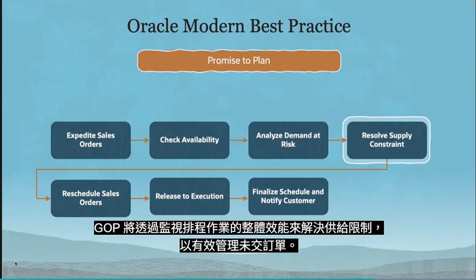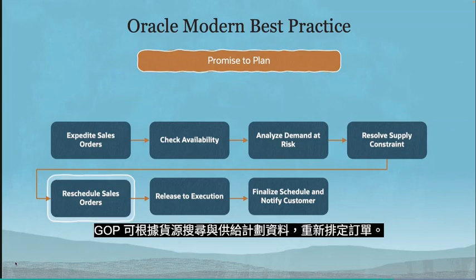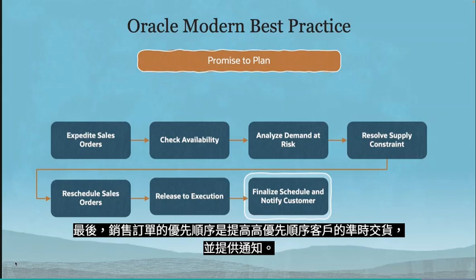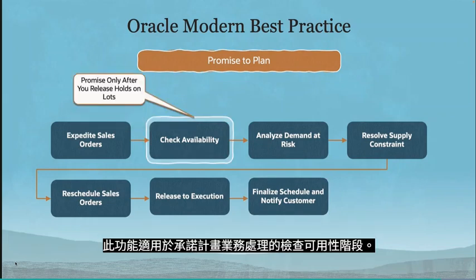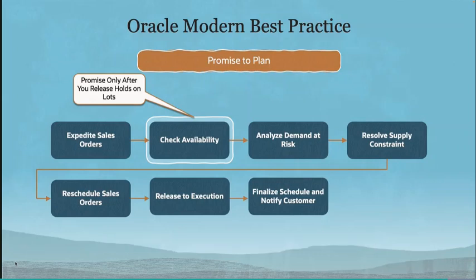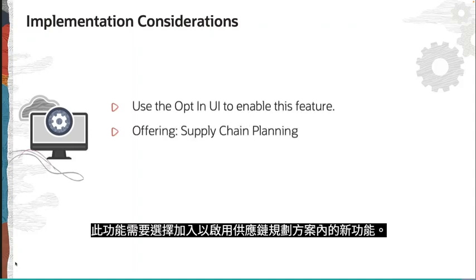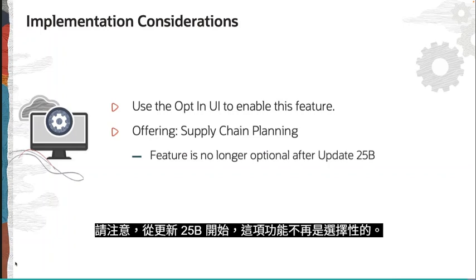GOP will manage backlog effectively by monitoring overall performance of scheduling operations to resolve supply constraints. GOP enables order rescheduling based on sourcing and supply plan data. Then, allocation rules are utilized to honor commitments and to distribute high-demand items more fairly. Finally, sales orders are prioritized to increase on-time delivery for high-priority customers and provide notification. This feature fits into the check availability stage of the Promise to Plan business process. This feature requires an opt-in to enable the new functionality within the supply chain planning offering. Note that this feature is no longer to be optional starting with Update 25B.